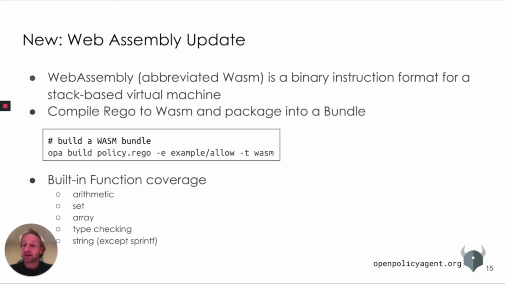So this update really supports those categories of built-ins described there: arithmetic, sets, arrays, some type checking built-ins, and most of the string manipulation operations as well. That's new, and that support will continue to grow. The other thing that's a bit new is that the OPA build command has been updated. Now when you're running the OPA build command to construct these WASM bundles, the format has changed a little bit. There were actually a couple of OPA build updates that I'll get to in a little bit.